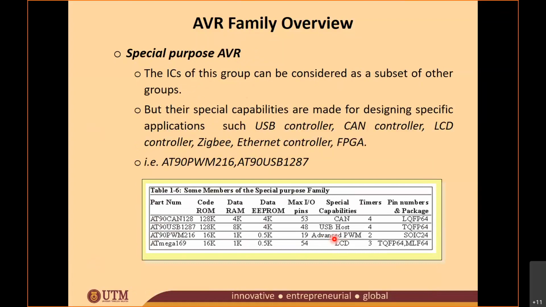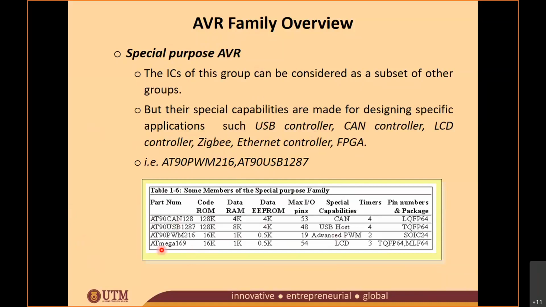Okay, so the ICs of this group can be considered as a subset of other group, but their special capabilities are made for designing a specific application such as USB controller. Okay, contohlah kalau kamu nak guna USB controller, you're going to need to use this special purpose AVR lah. Okay, kalau kamu nak guna LCD, okay, kamu kena guna this special purpose AVR. Nak guna internet ataupun nak buat Bluetooth, nak sambung kepada Bluetooth modul, kena pakai this special purpose AVR.